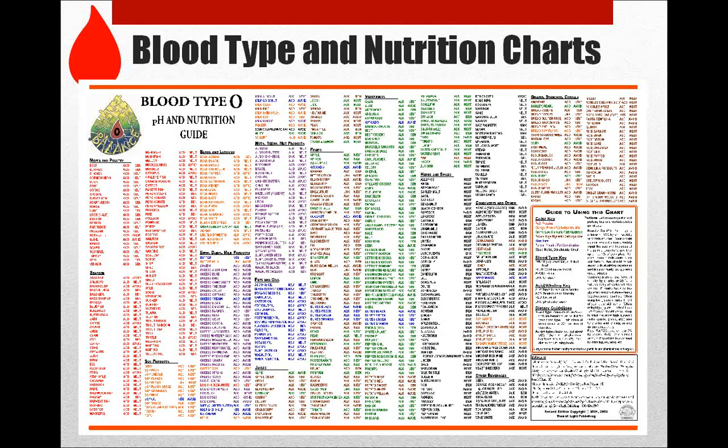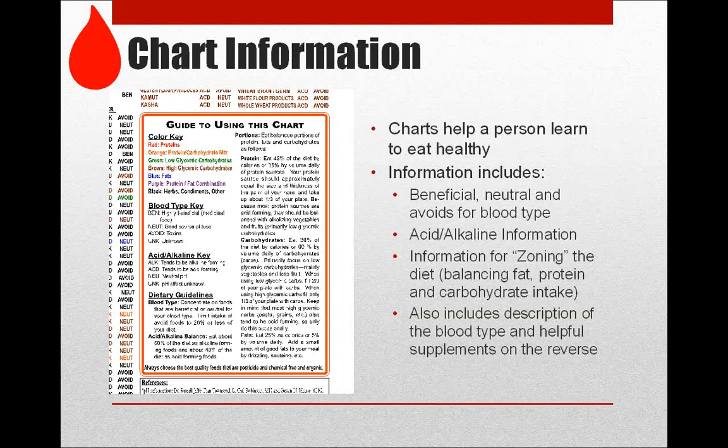And some years back, Kim and Tree of Light Publishing, we put together these blood type and nutrition charts. We have one for each of the 4 blood types, and this is what they look like on the front. These charts basically don't just cover which foods are beneficial, neutral, and avoids, but they also cover the zoning of your diet, balancing fat, protein, and carbohydrate intake, and cover whether foods are acid or alkaline. And they also have a useful list of potentially helpful supplements for each blood type on the back.